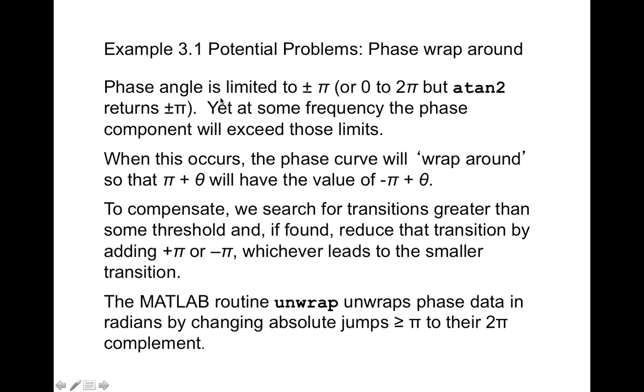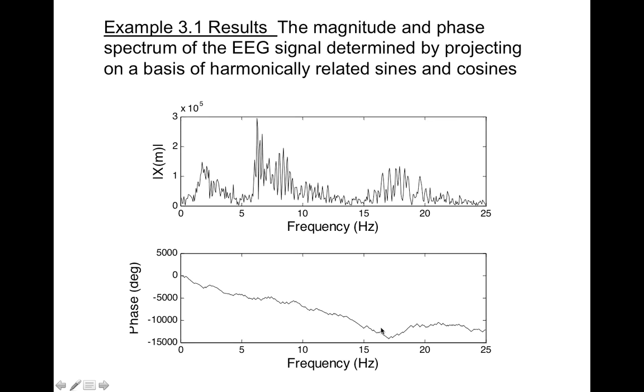So what the unwrap command does is it makes the phase vary between plus and minus pi. So here is the result. Here's the magnitude and phase plot. Here's the frequency axis. Here's the magnitude of x. And this just shows you basically the max and min values of what the frequency plot looks like. So you can see in this signal we have a lot of 7 hertz.